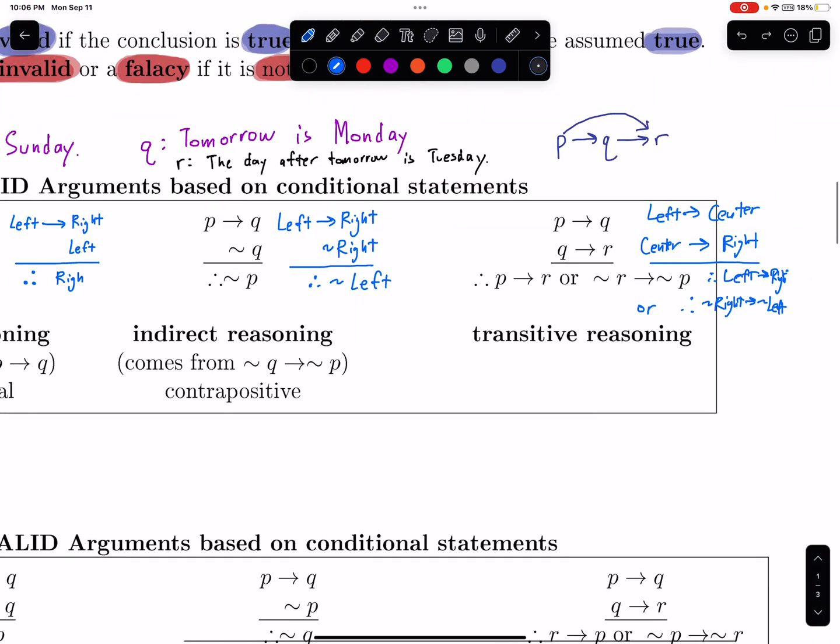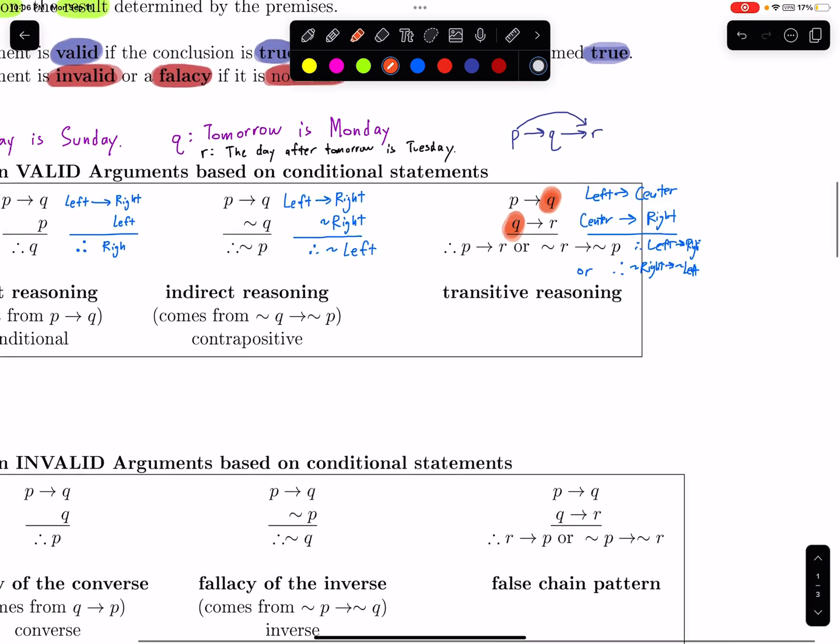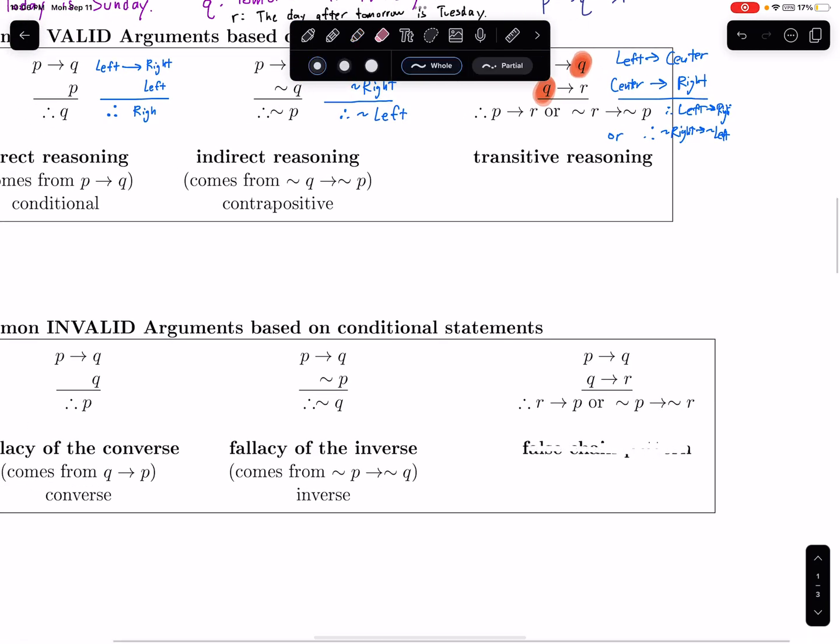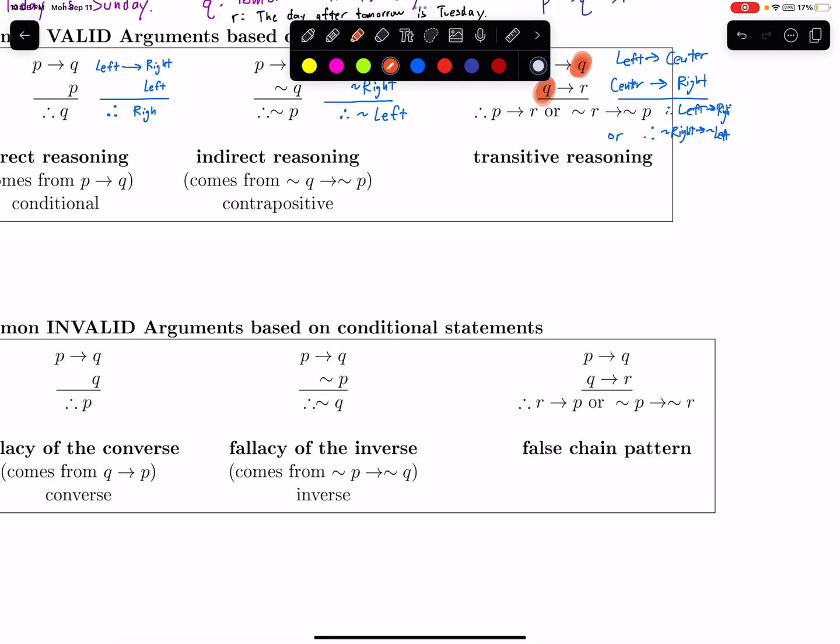Before we get to the invalid ones, I do want to say one small comment about the transitive reasoning. One thing that could go wrong with this is if the centers don't match up. So you see, this is P to Q. If this was something else other than Q, if these don't match up perfectly, then the whole thing is not going to work. It's not going to be transitive reasoning anymore. It will probably be a false chain. If it resembles transitive reasoning, but it's not quite, then that's what we call a false chain down here. We're going to talk about false chain in a little bit.